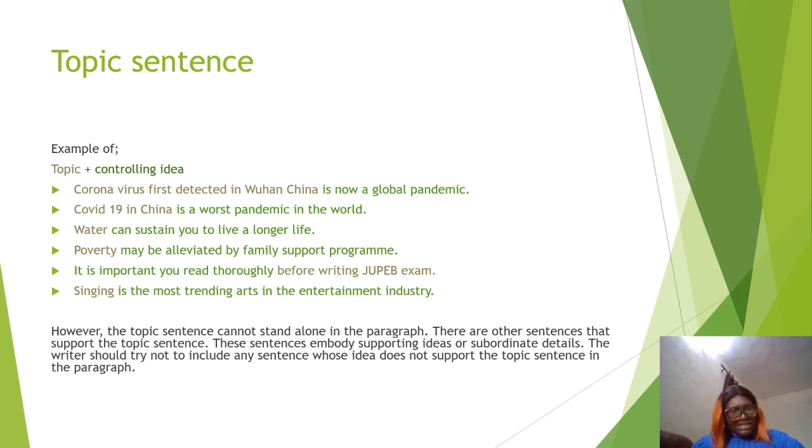Did you take a note of the difference in this particular sentence? You can see the topic is at the end and the controlling idea begins the sentence. Remember we said topic sentence must not necessarily come at the beginning of the sentence. It can come at the middle position. It can also come at the ending position. Then the last one, singing is the most trending art in the entertainment industry. Now, this is the topic, singing. Why is the most trending art in the entertainment industry? See, this controlling idea will inform every other thing the writer may choose to write to support the singing.